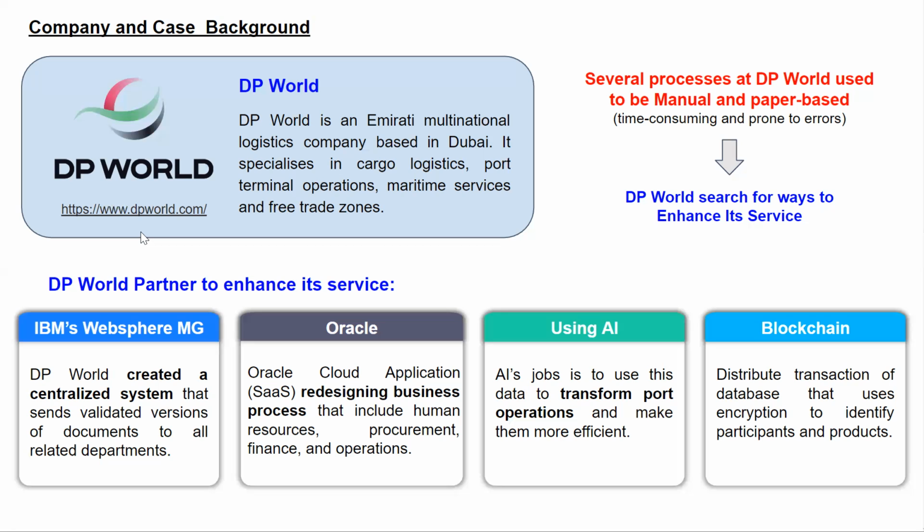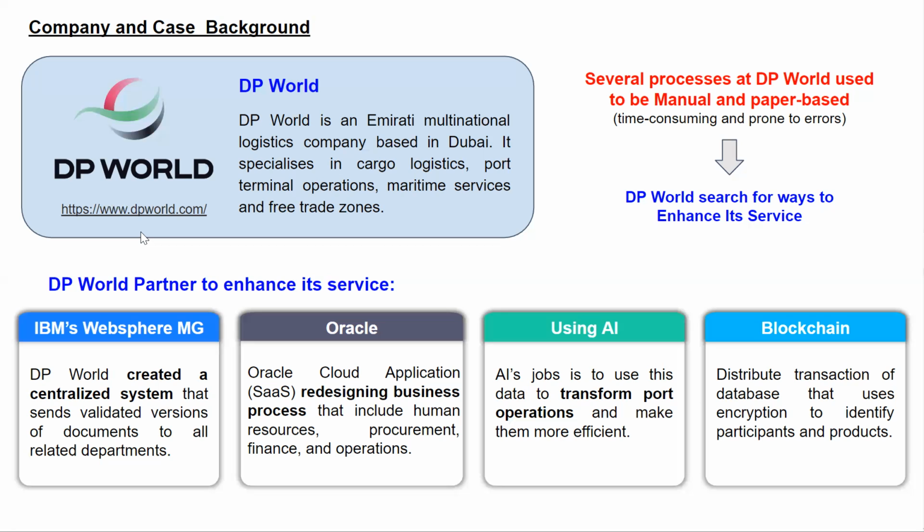The next partner of DP World is Oracle. Oracle Cloud Application, also known as Oracle SaaS, is redesigning business processes in DP World. It also includes human resources, procurement, finance, and also operations.